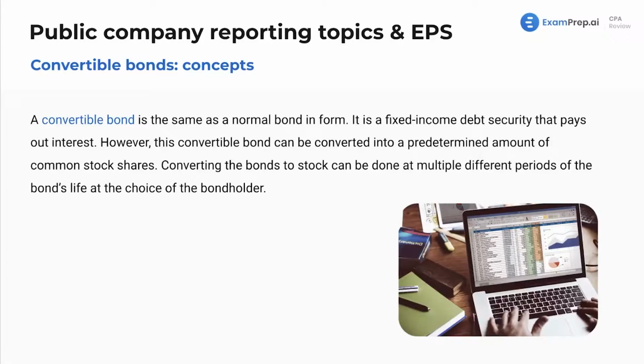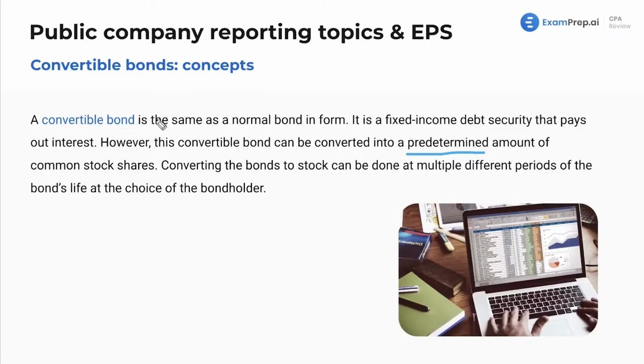As I mentioned, well, wouldn't you know it? It's like I'm psychic, right? I mentioned convertible bonds, and now here they are. A convertible bond is the same as a normal bond in form. It's a fixed income debt security that pays out interest, right? That's a normal bond. However, this convertible bond can be converted into a predetermined amount of common stock shares.